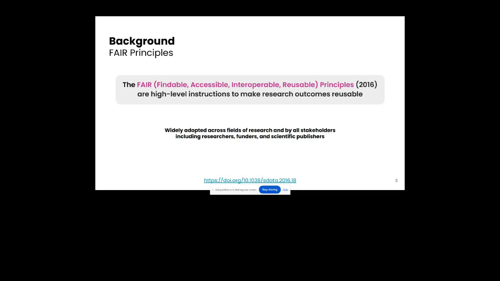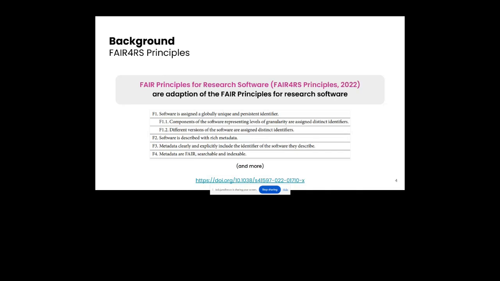And so they established what they call the FAIR principles for research software, which are a more tailored version of the FAIR principles. But being principles, they are by design very high level. They suggest, for instance, that software is assigned a globally unique and persistent identifier, but they don't tell you which identifier and how to obtain one, and so on.